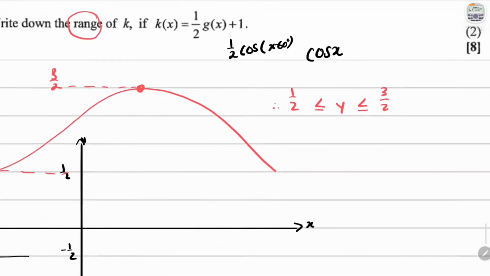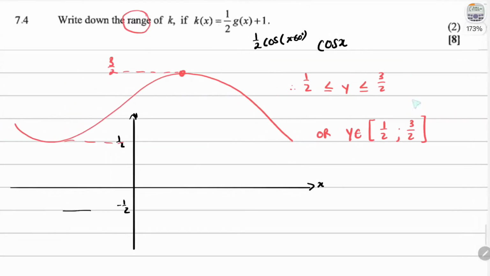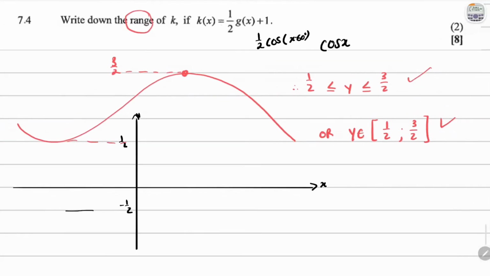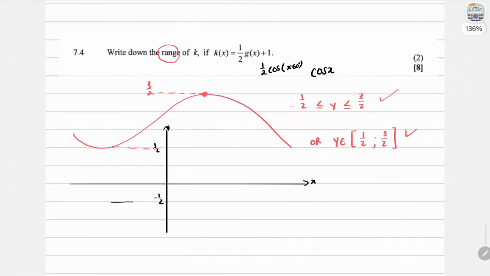We can, of course, write this as a set. In set builder notation, that would be y is an element of, and we're going from 1 over 2 as an included y value all the way to 3 over 2 as an included y value, and that's why we're using square brackets. So you can write it like this or like that, and that'll be perfectly fine. So that is the answer. That will be the range of k. And that is it for question 7.